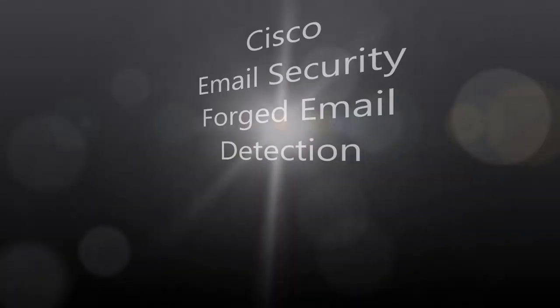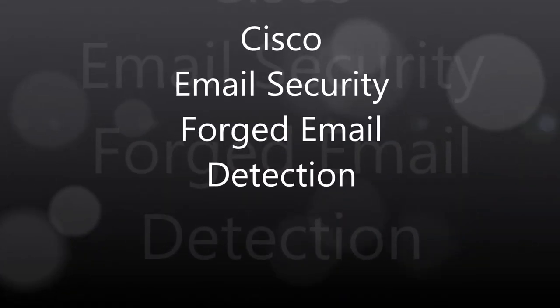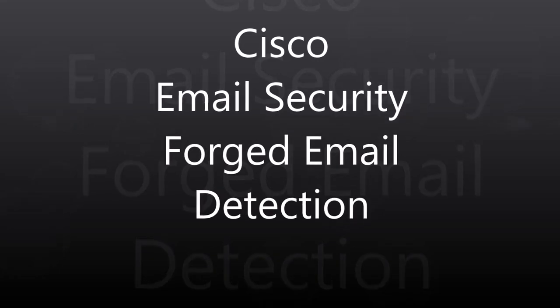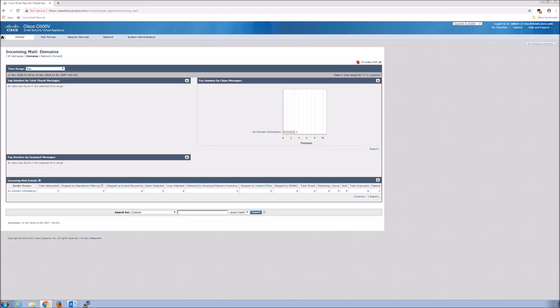Cisco email security, forged email detection. All right, so we all know this is a big one, right? This is where someone wants to send a message and they forge the sender address or the from address, and they make themselves appear like they're someone of an executive, C-level folks, financial controller, etc., right? And it's a big part of phishing campaigns.